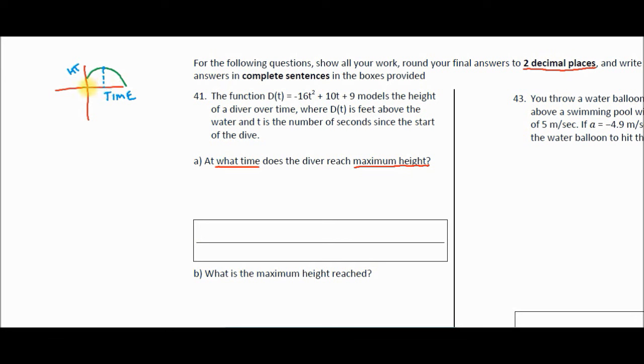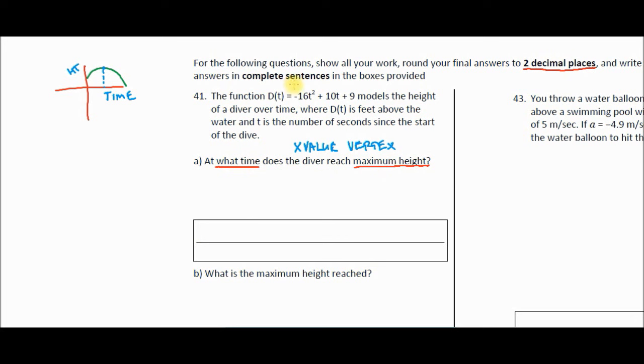Think about our coordinate grid. We move x left and right, and vertical is up and down. So left and right is going to be time, our x-axis, and up and down is going to be height, our y-axis. So this is asking for the x value of the vertex. Be careful when you read this. Your brain sees maximum height and you start wanting to figure out, okay, how high did the diver get? It's not maximum height, it's the time that it took to reach maximum height.